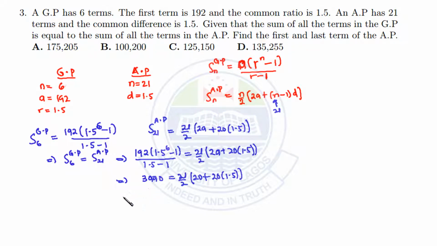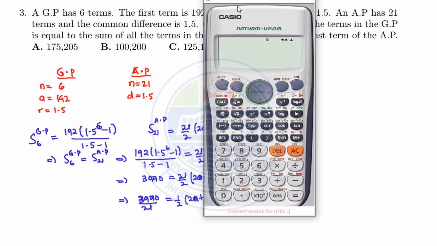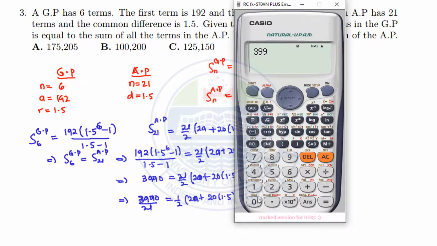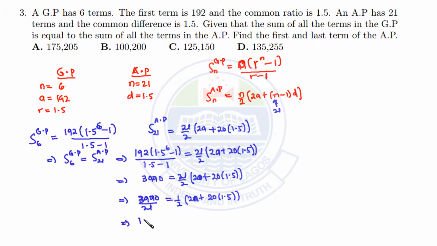And if we divide both sides by 21, we are going to have 3990 divided by 21 equals 1 over 2 open bracket 2a plus 20 times 1.5. Now 3990 divided by 21 will give us 190. So that implies that we have 190 equals, if we use 1 over 2 to open this bracket, a plus 10 times 1.5.